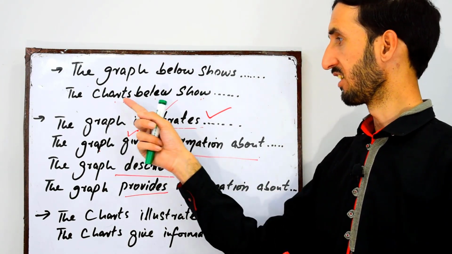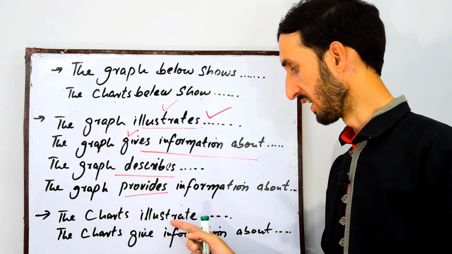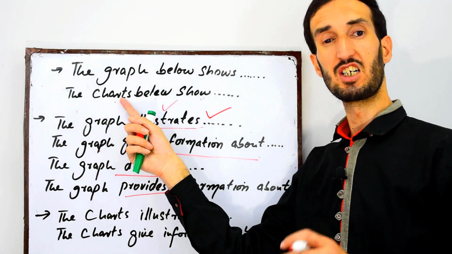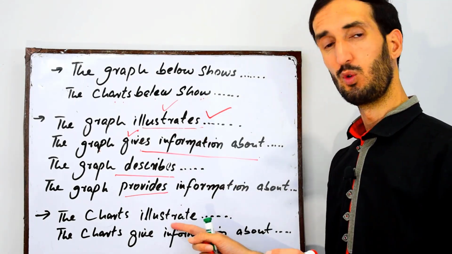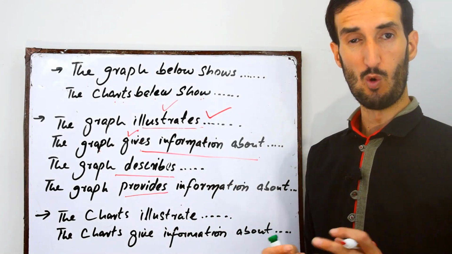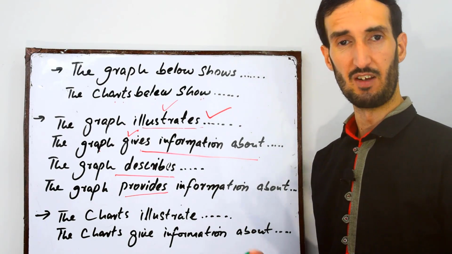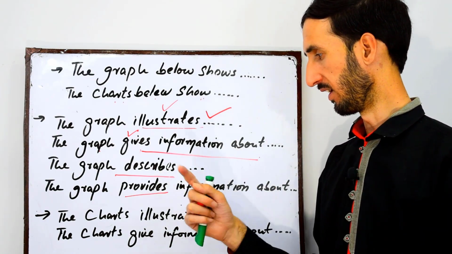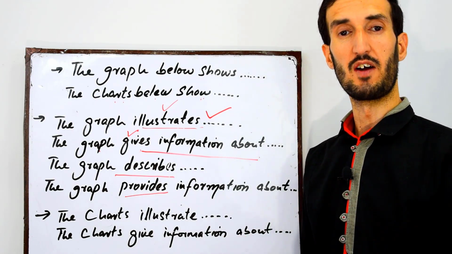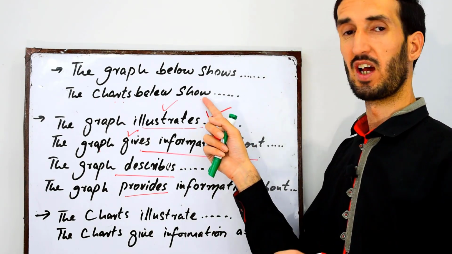So same here, it's charts. So then we don't put S here. If we have plural here, "charts below show," there is no S here. So you have to avoid using S with "illustrate," if you write "give information," or if you write "describe," or if you write "provide." You don't have to use S because we don't have it with "show."